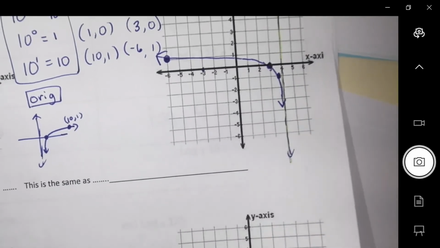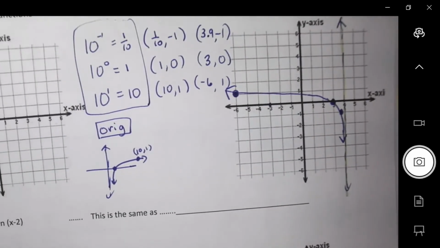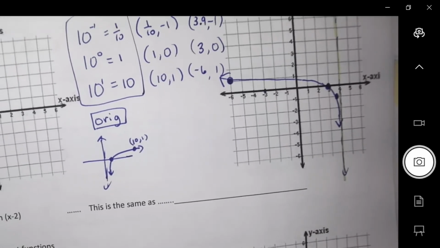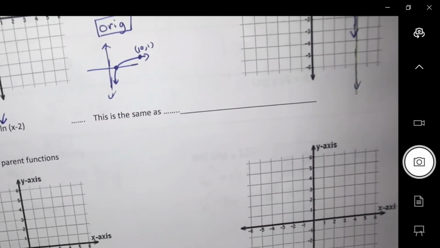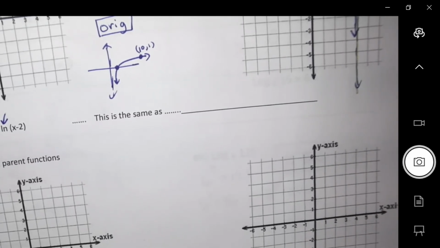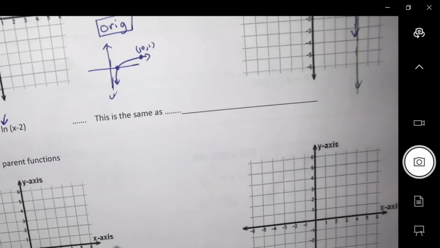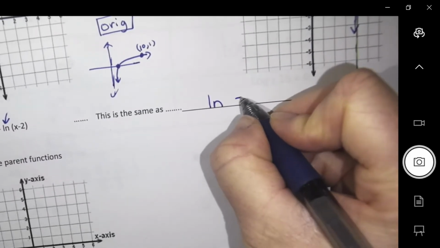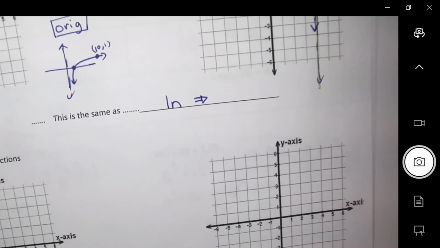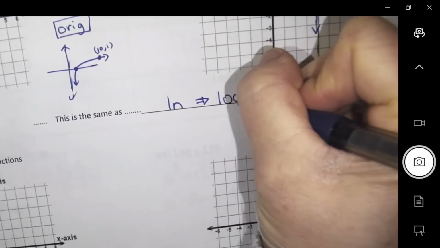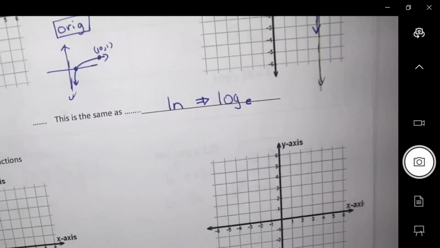Okay, last graph. This is something new. It says ln instead of log. ln stands for the natural log. If I say it in French, maybe it's like log de naturel. That's why it's ln. So the ln, natural log, is the exact same thing as writing log e.